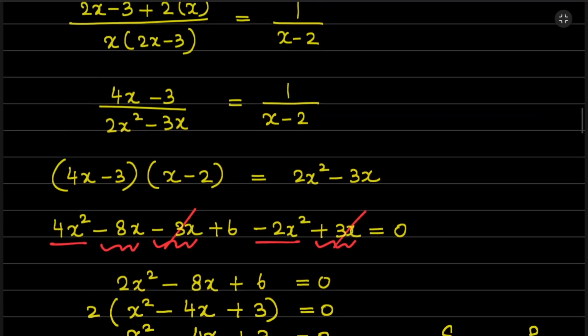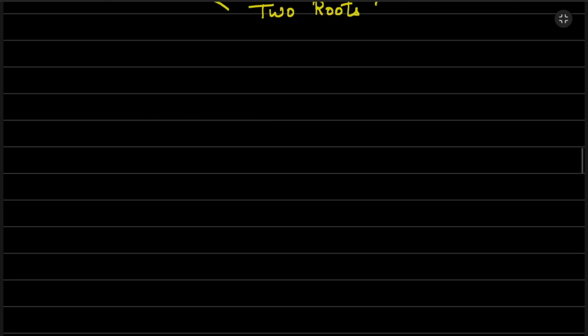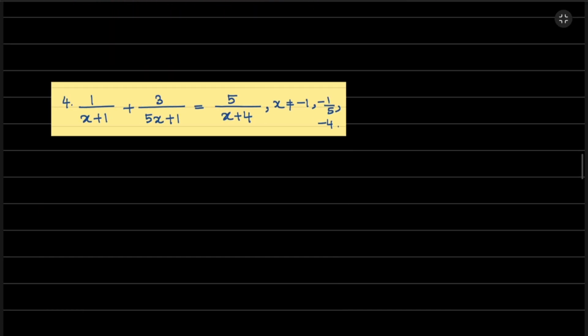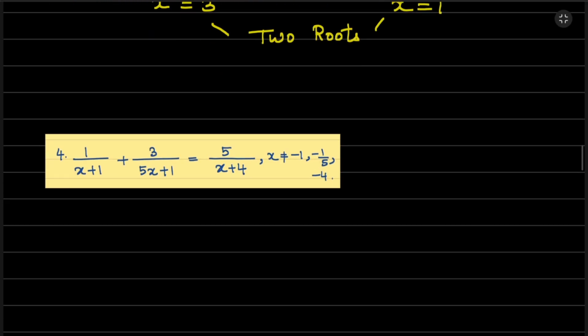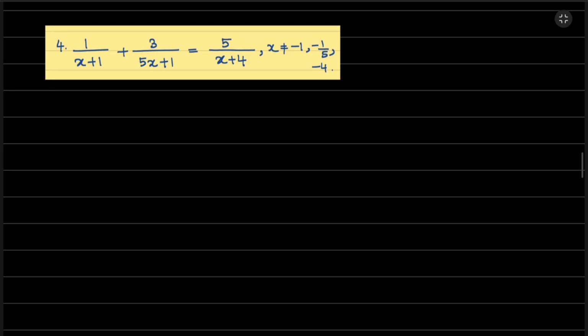Let's move on to the fourth question. Here also you have to solve. You are given all the 3 are x terms. Let's do it the same way, but you're also given some additional conditions for x. X should not be equal to minus 1, minus 1 by 5 or minus 4. So if you are getting any one of those values, you will not consider it.